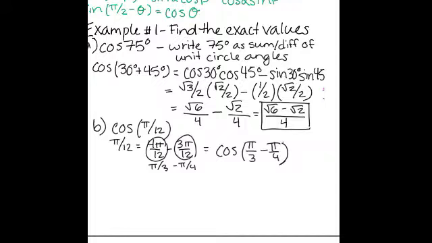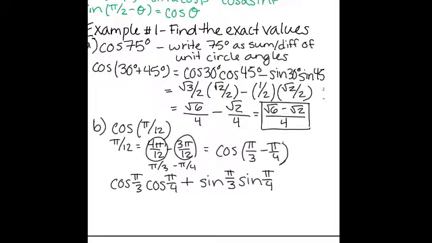So now I'm using cosine and subtraction, so it's going to be the cosine of pi over 3 times the cosine of pi over 4 plus the sine of pi over 3 and the sine of pi over 4. Because it's cosine, they match, but instead of minus, I use a plus. So that's my cosine subtraction formula, my difference of cosine.